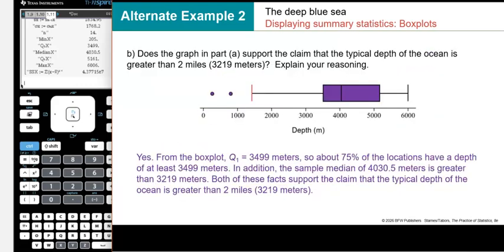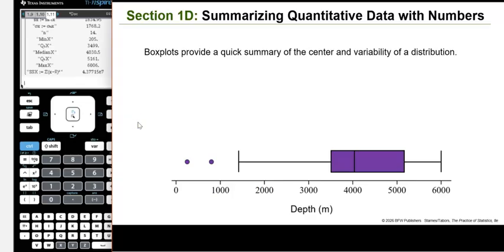What's the question? It says, does the graph support the claim that the typical depth is greater than 2 miles, or 3219? Yeah, 3219. So I would say 75% of the data is bigger than that, right? Because Q1 is there at about 3,500. So you have 75% of the data to the right of that. So over 75% of the data is within that. So definitely more than that.